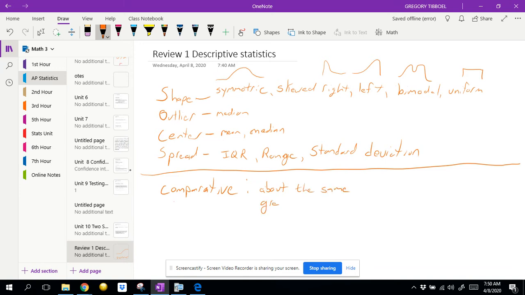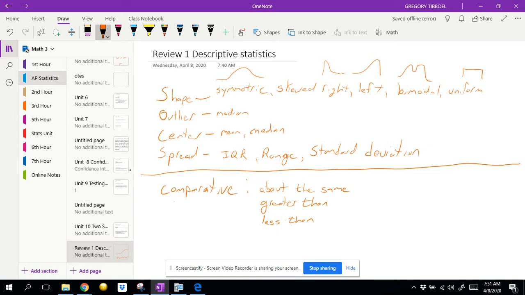Greater than, less than. So it might be like A has more outliers than B. Neither of them have outliers. The shape on this is more skewed than the shape on this. The center is larger on this than the center on this. The spread is bigger than the spread. You don't even need to give numbers. You're comparing which one's bigger, which one's smaller.